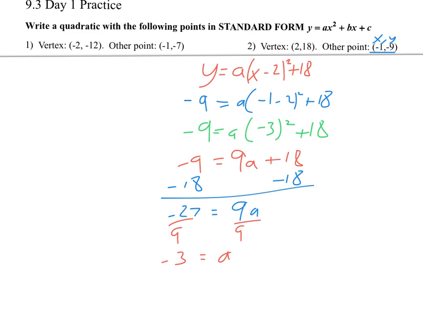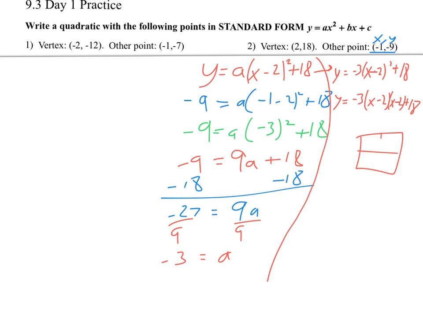So now that we have that, we're going to plug that back into this original form of the equation. So I'm going to say y equals negative 3 times x minus 2 squared plus 18. You can see that I'm just rewriting this except with my newly found a. And so what this means is that I need to write this x minus 2 twice, and I'm going to have to multiply those together. I always multiply these with a box, so we're going to do x minus 2 times x minus 2. So that'll be x squared minus 2x, and then positive 4.